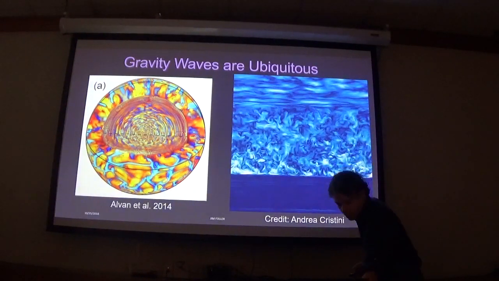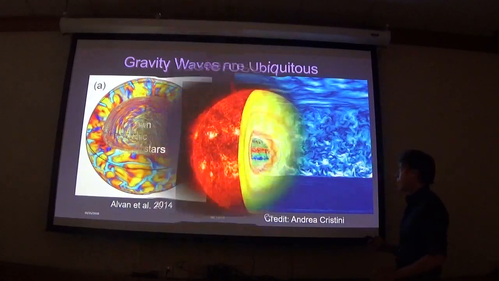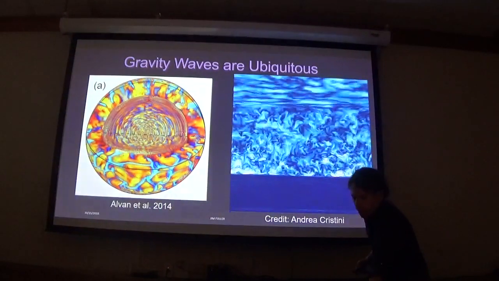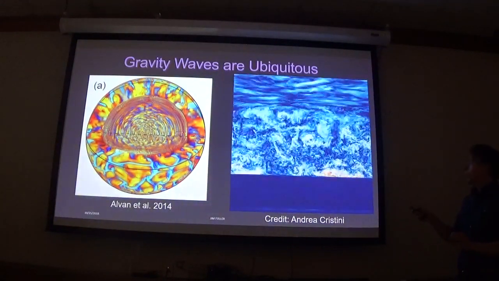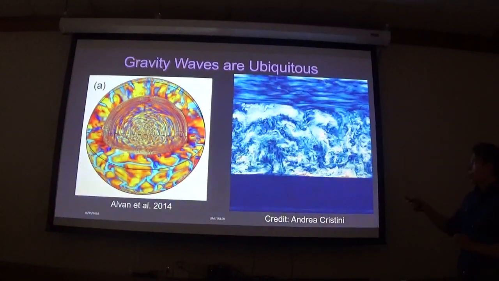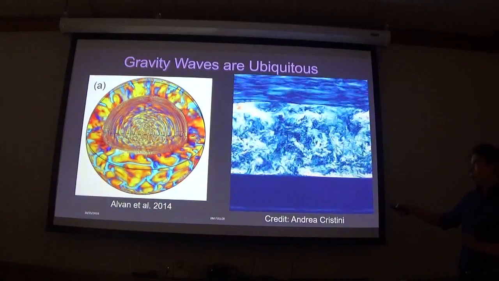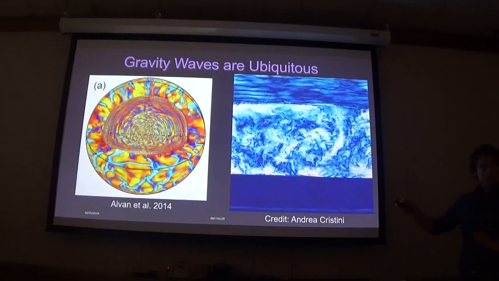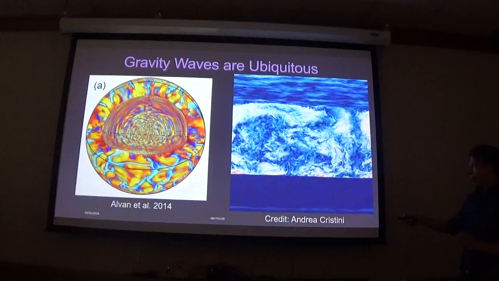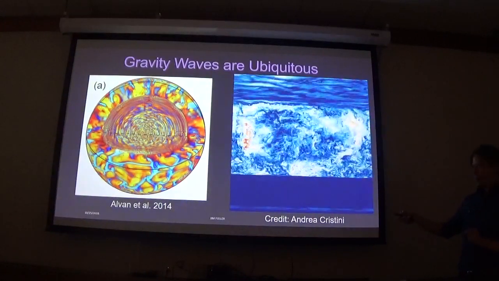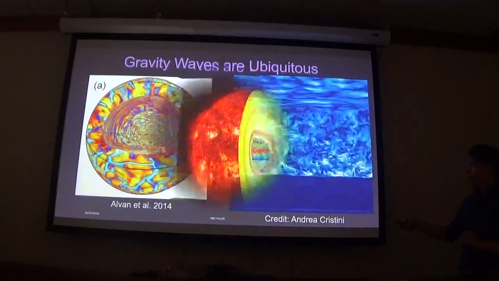This is a nice simulation of convective carbon shell burning, maybe about 10 or 100 years before the collapse of a massive star. This is a simulation done by Andrea Christini. Now it's not working, it was working before. What we see here is vigorous convection, and that actually excites waves. These are gravity waves above and below this convective burning shell. And these waves actually carry a lot of energy in this case, and I'll talk about some of the consequences those can have for massive stars.